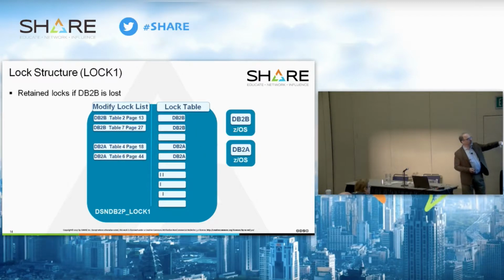So if we go through and happen to lose DB2B, or we lose the LPAR or something, it just disappears, we're going to indicate that these locks are retained locks. And we're not going to allow anyone to touch those resources because we don't know the state they were in, right? They might have been getting 50% raises. And we want to find out whether that 50% raise was going to be committed or aborted, so we have to wait until DB2B comes back.